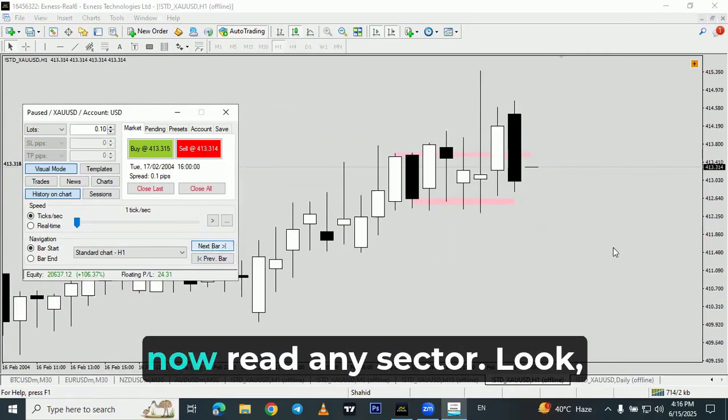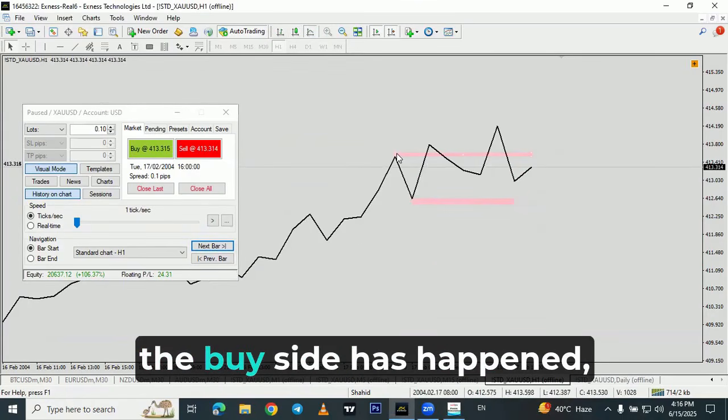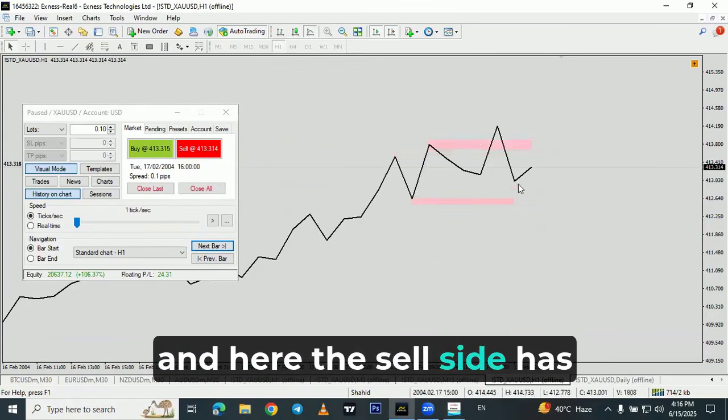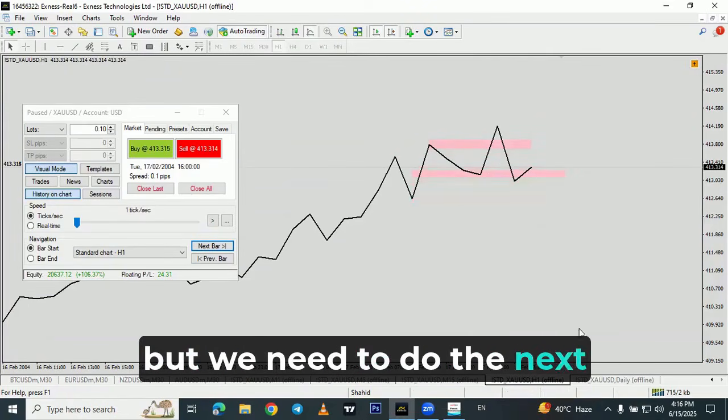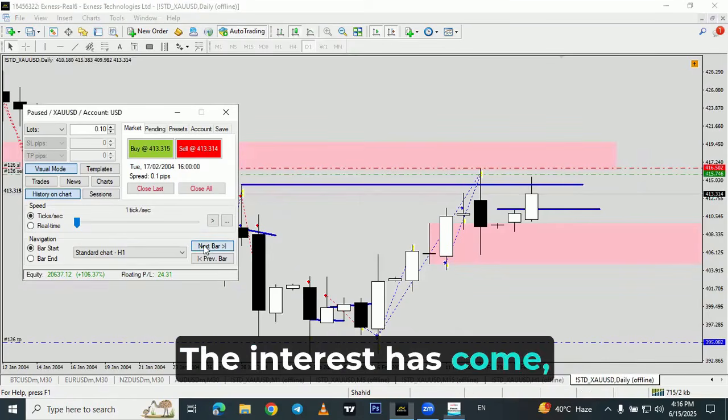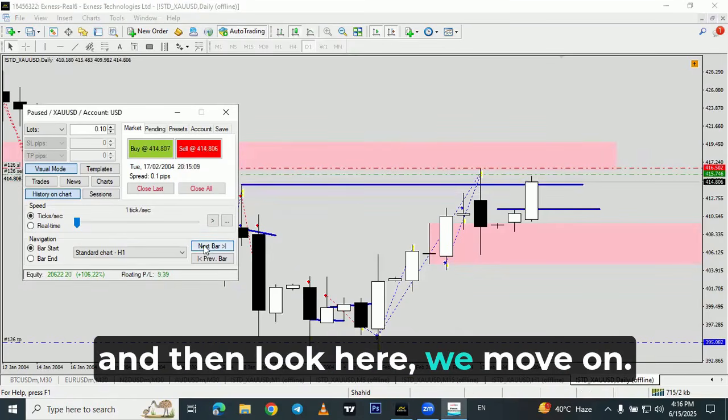Look, now read any sector. Look, the buy side has happened, and here the sell side has also happened. Here, the buy side will be sold, but we need to do the next day's work. Here, the interest has come, and we do it, and then look here, we move on.